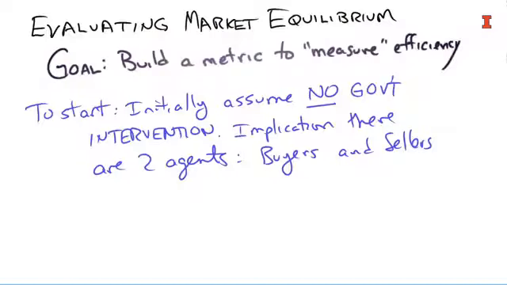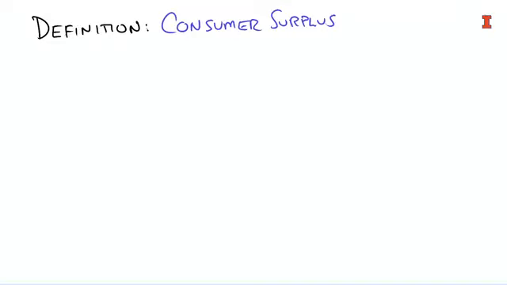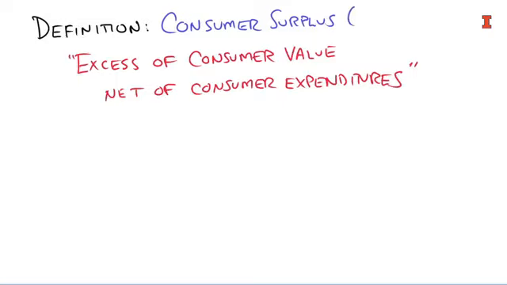This type of analysis, if you were to look at an economics textbook, is often referred to as welfare economics. It's a way to try to build a measuring stick, a platform that will allow us to make some relative comparisons. So we'll start by thinking about consumers, and we're going to think about consumers by building a term called consumer surplus. The definition of consumer surplus is the excess of consumer value net of consumer expenditures.